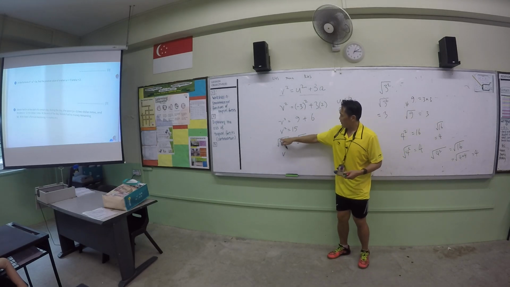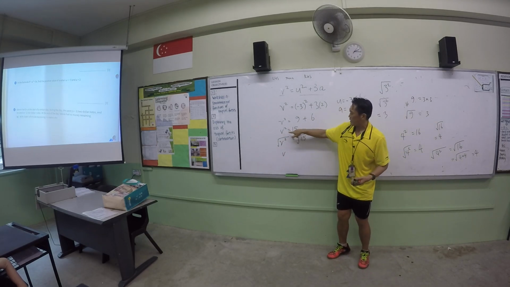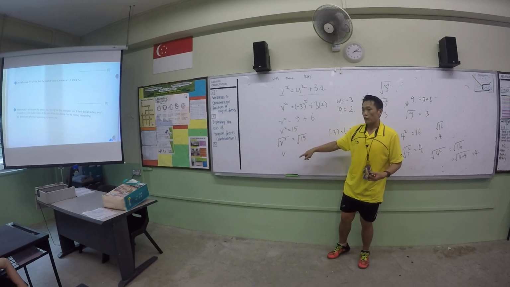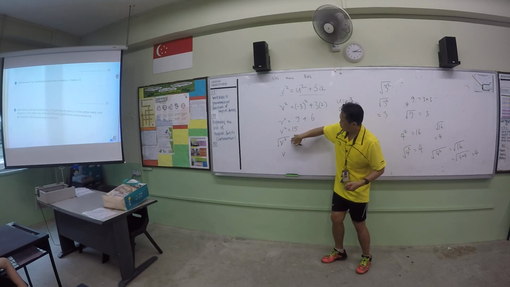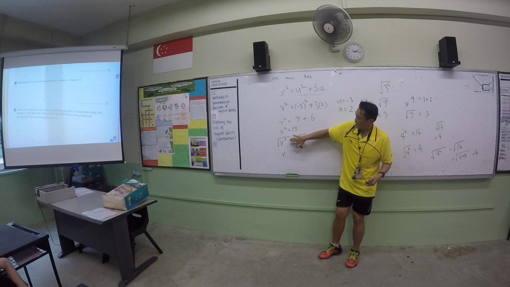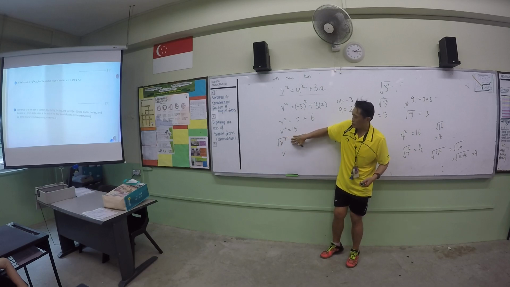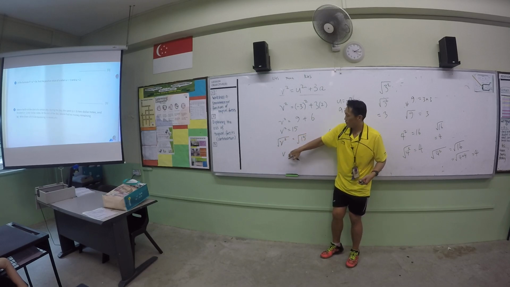So if I want B, I know that B square is 15. To find out what is B, if I just look at the left hand side, B square, I want to know what is B, I have to take square root of B square so that my left hand side will become B. Okay?